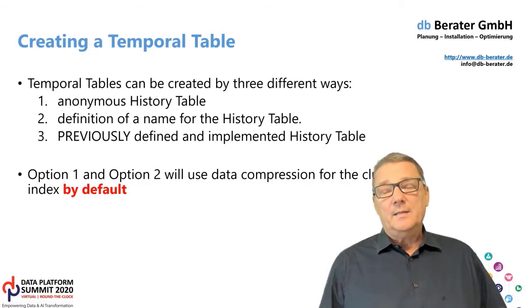Keep in mind that options 1 and 2 will by default create a clustered index on the history table, which is compressed.